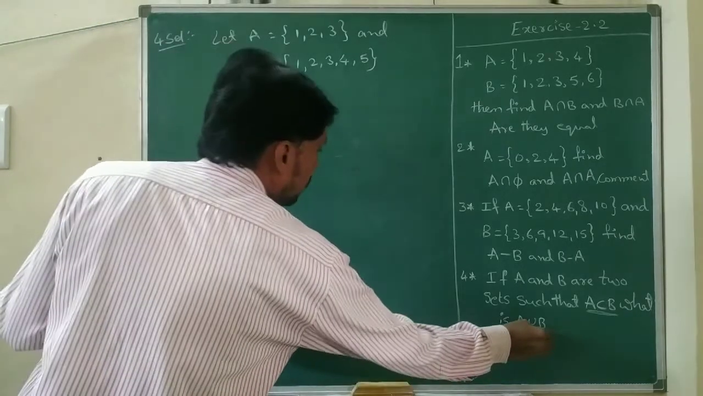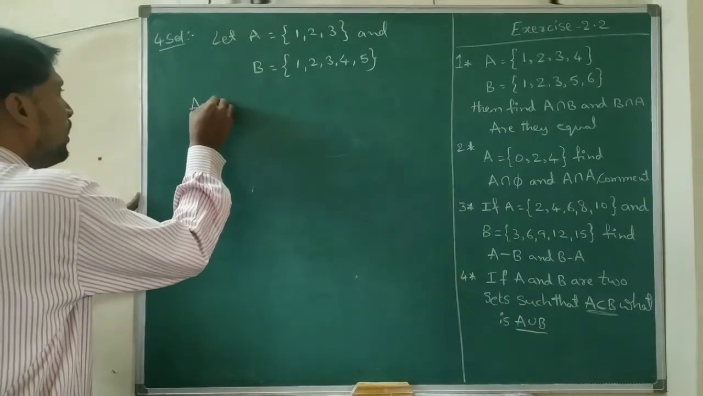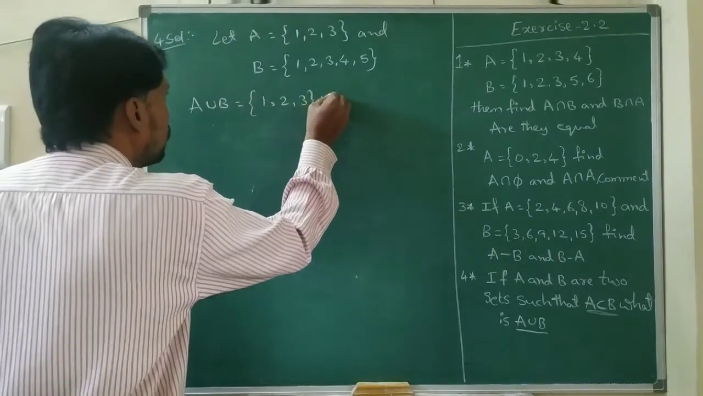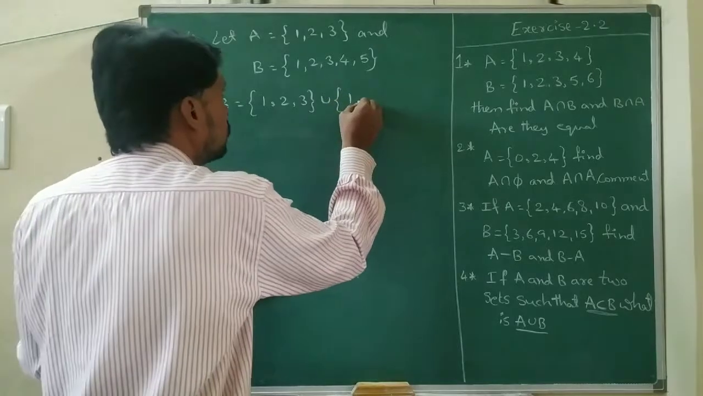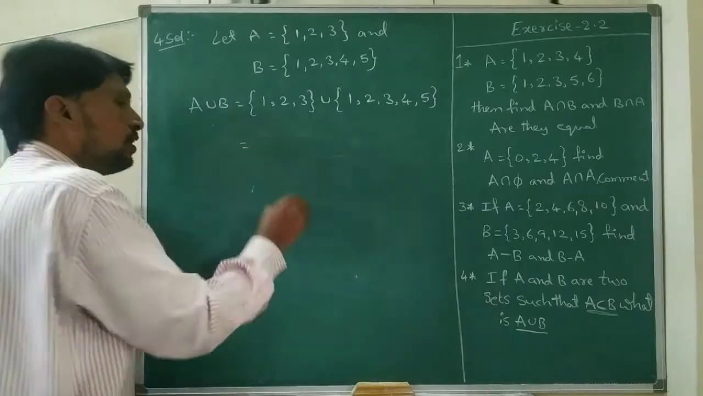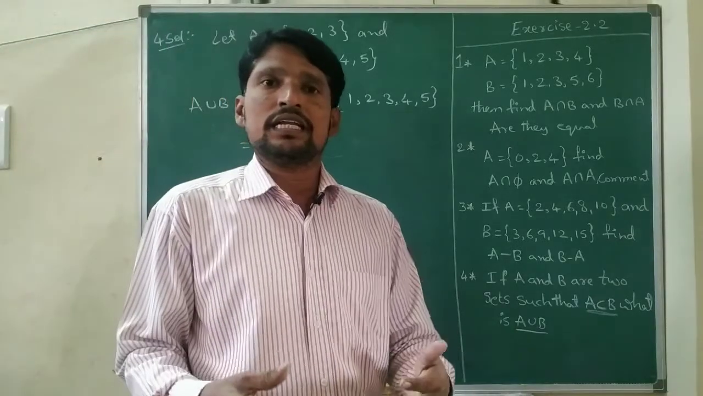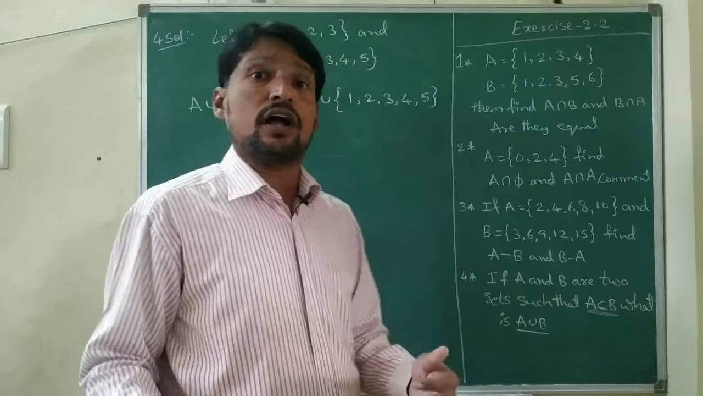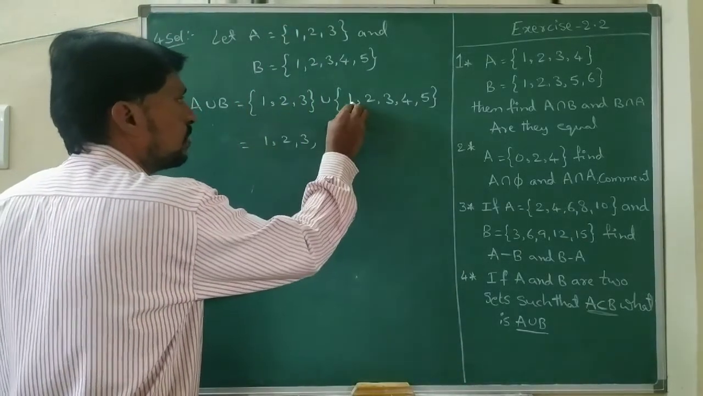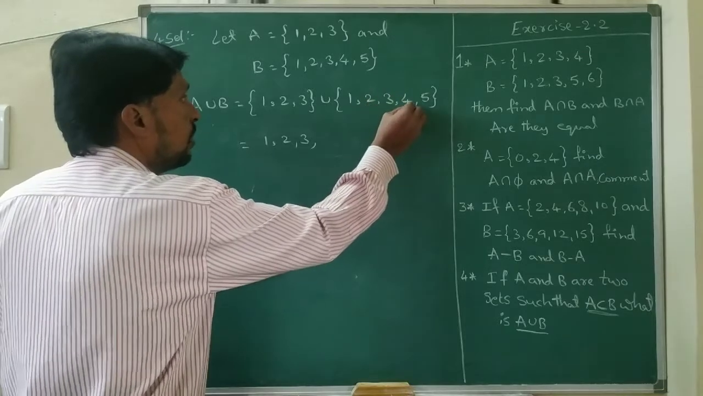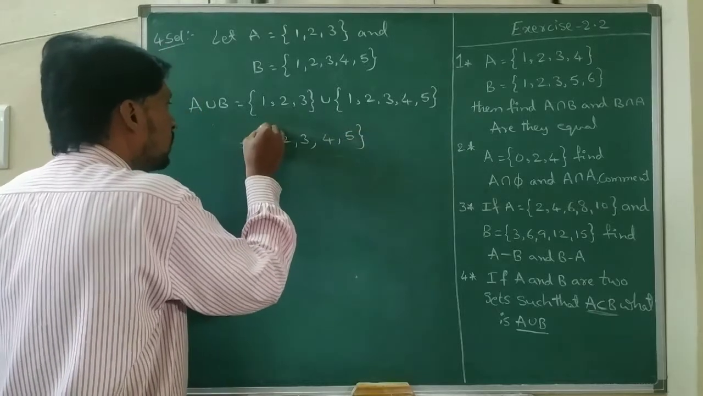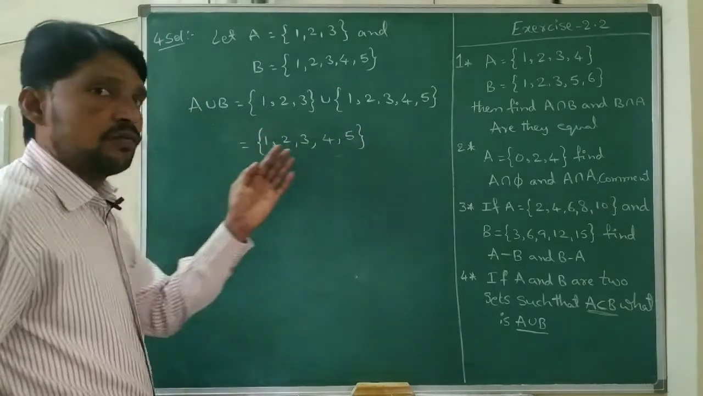So next what we need to find? A union B we need to find. So A union B equal A means 1, 2, 3, union B means 1, 2, 3, 4, 5. Now union means we need to write individual and common elements all together. Means 1, 2, 3. Here already 1 written, no need. 2, 3 also written, no need. Again remaining elements 4, 5. So here A union B we got it, 1, 2, 3, 4, 5.